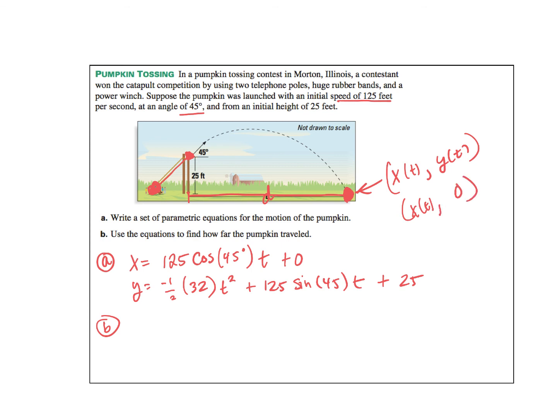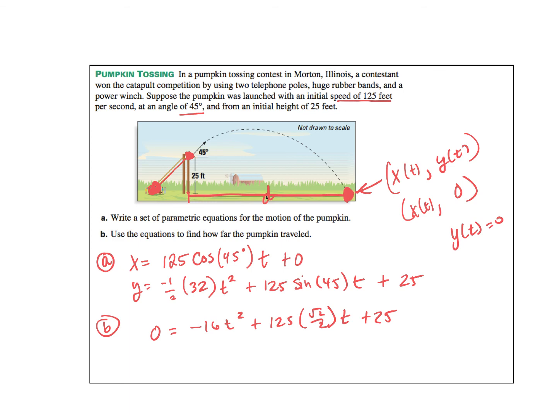So if y is 0, then we can solve for when that occurs, right? At what time will y be 0? So we're going to take our y equation and set it equal to 0. So 0 equals negative 16 t squared plus 125, sine 45 is root 2 over 2, t, plus 25. The best way to solve this type of equation that I have found, other people use the equation solver in their calculators, I always like to graph it. It gives me another visual. Graph it and look for your x-intercept.